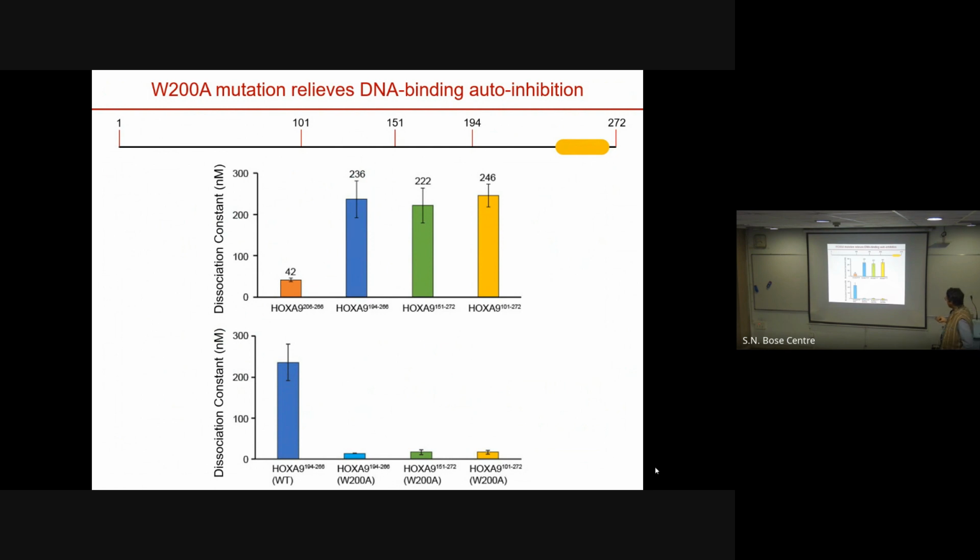So when we mutate it, it actually comes down. And this is very similar to this, just a minimal conversion, which means that once we mutate that W to alanine, this interaction is not stabilized anymore. So it is not staying here much. So the transient interaction is gone.